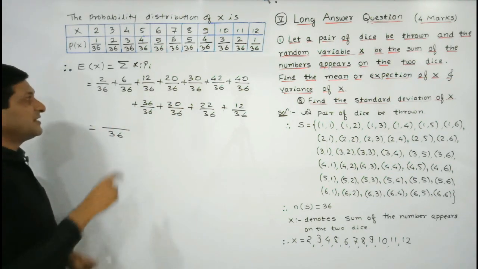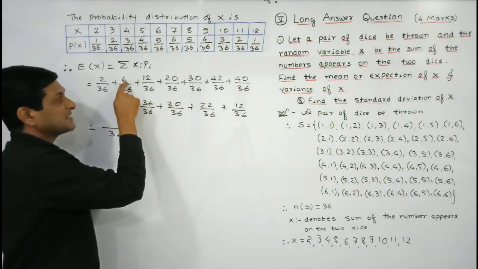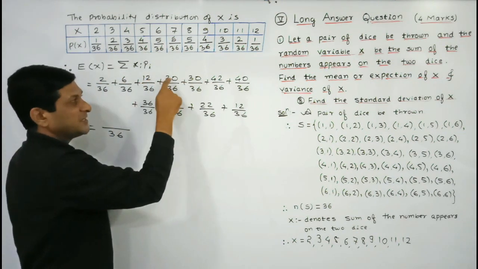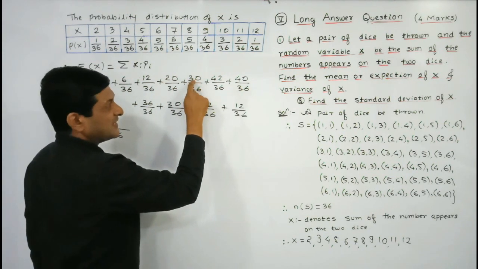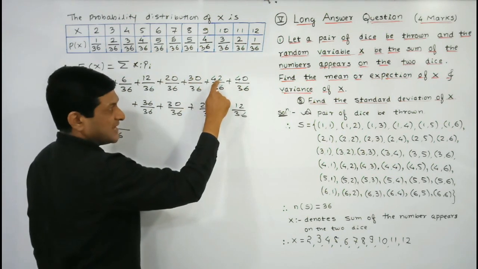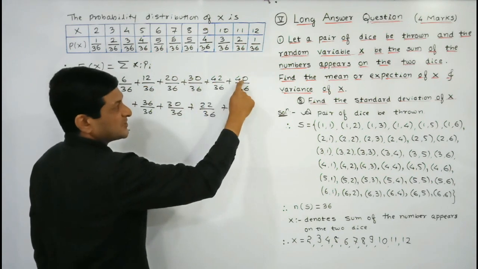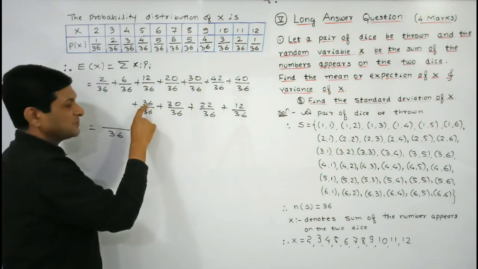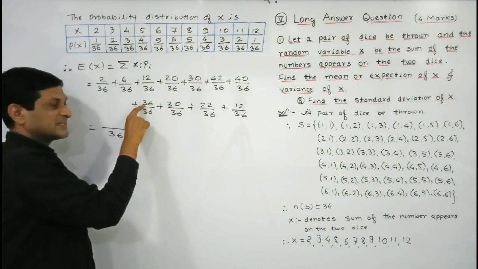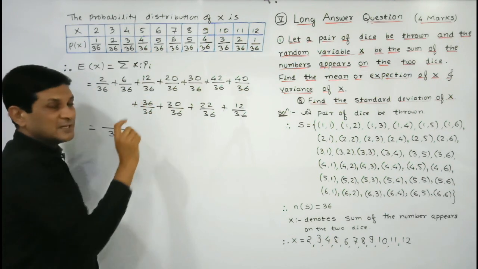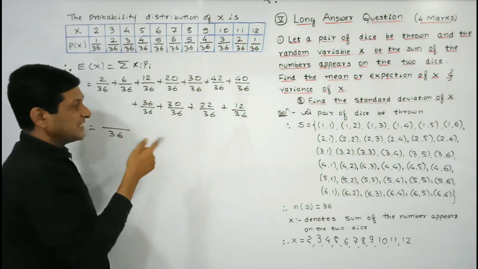चलो देखते हैं numerator की addition. 2 plus 6 is 8. 8 plus 12 is 20. 20 plus 20 is 40. 40 plus 30 is 70. 70 plus 42 is 112. 112 plus 40 is 152. 152 plus 6 will be 158. 158 plus 30 will be equal to 188.